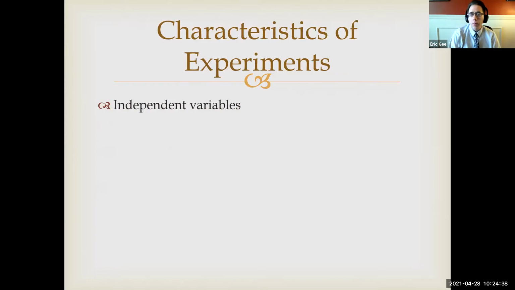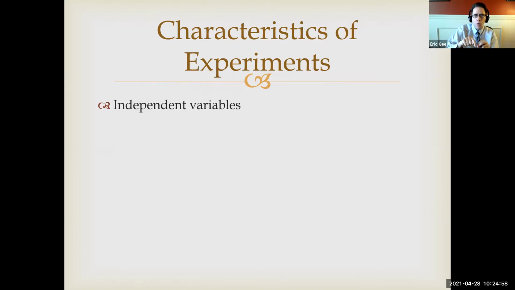When we're doing an experiment, we generally talk about independent and dependent variables, okay? So an independent variable, that's the variable that you are investigating. And you manipulate that variable in some way to see its impact on the dependent variable.